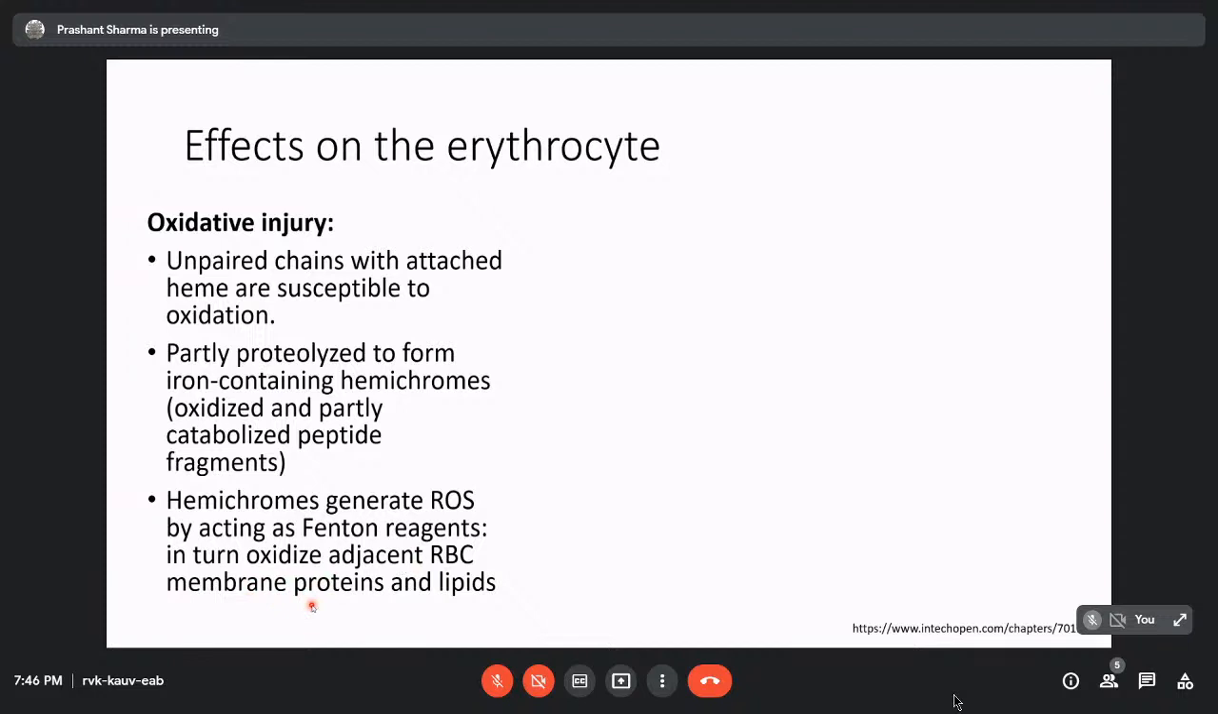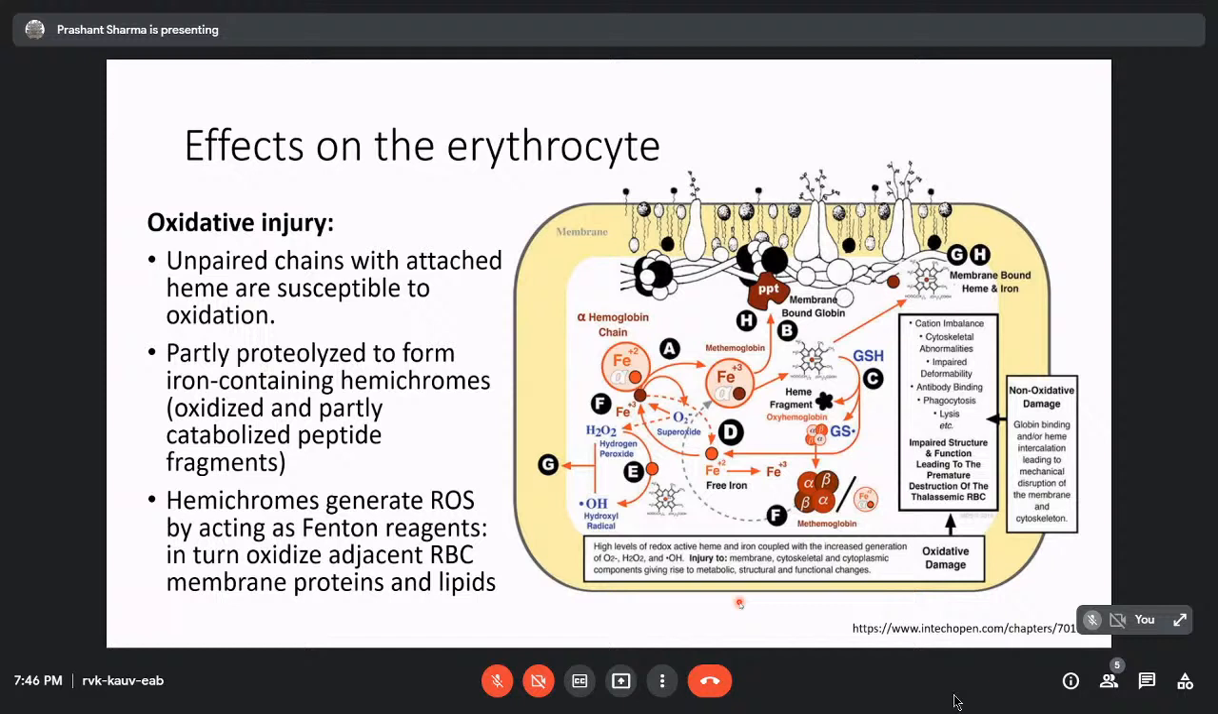So this is a diagram where we can see the various effects of the membrane-bound globin chains which have precipitated. And what happens is, ultimately, there's a generation of various kinds of free radicals. In addition, there is generation of free iron, and that again is extremely toxic in the cytosol. A part of it is converted to methemoglobin, that has its own problems, and we ultimately end up having not just the oxidative part of damage, but the ensuing non-oxidative damage as well.